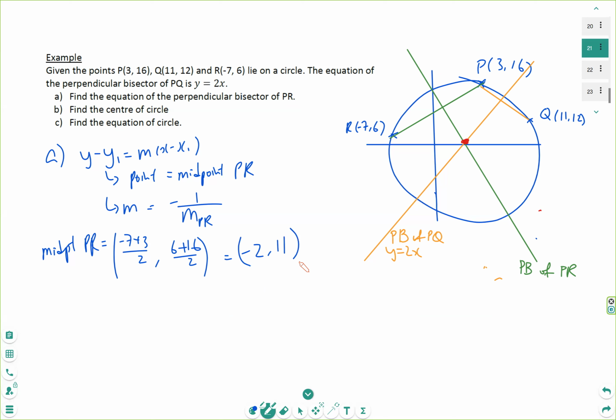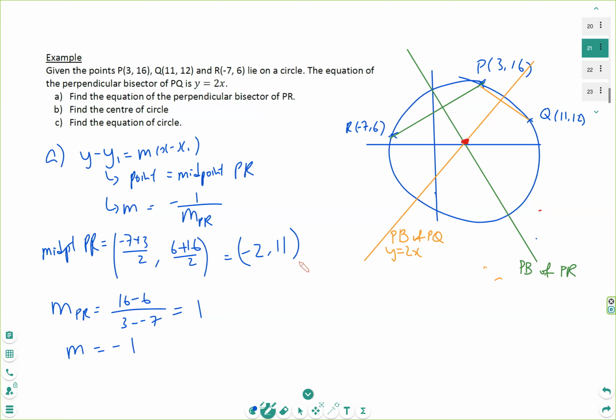Next one, the gradient. We want to find the gradient of PR. So the gradient of PR is (y2 minus y1) over (x2 minus x1), which is 1. So the gradient of the perpendicular bisector is -1.